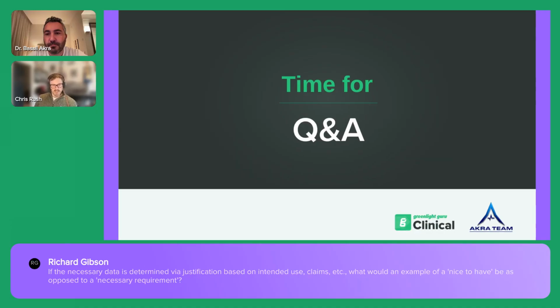Richard's asking, if the necessary data is determined via justification based on intended use, claims, et cetera, what would be an example of a nice-to-have as opposed to a necessary requirement?